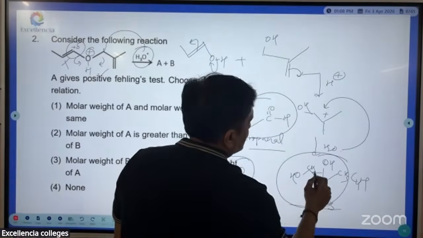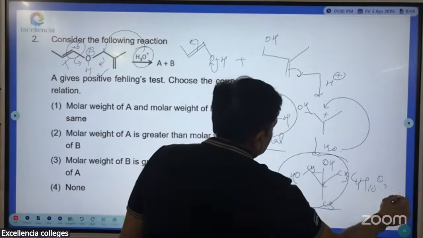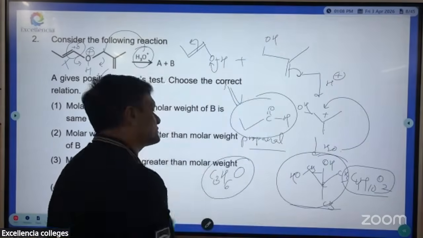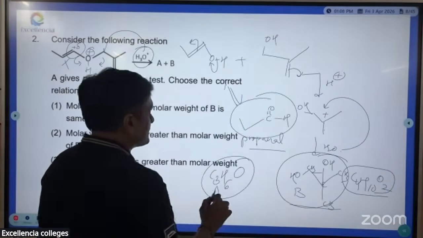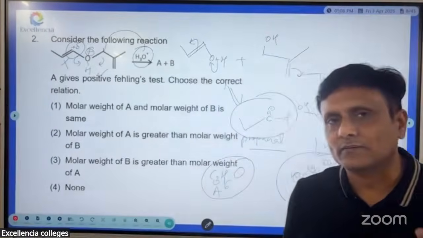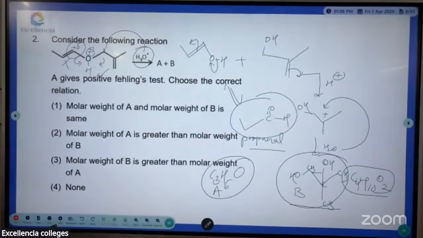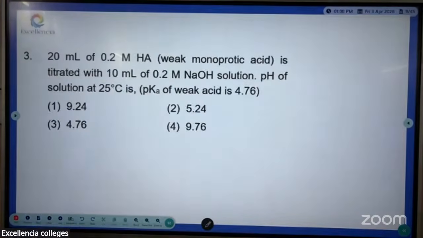3 plus 3 plus 2, that is 8 plus 2, 10, and then 2 oxygen atoms. Obviously, this substance which is produced, which I call B, and if I call the other A, is having more molar mass than that of A. So this simply will be solving this question. I hope you understood. Organic question, not that difficult.